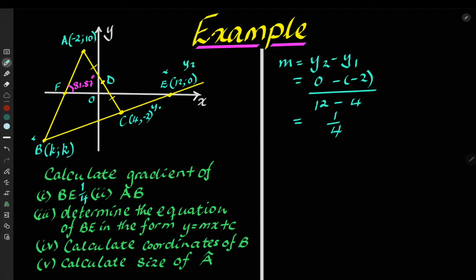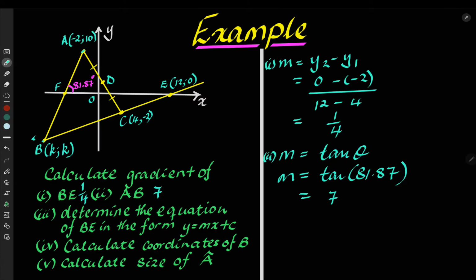Now, moving on to the second question, we are also asked to calculate the gradient of AB. If you look at the line AB, we do not have enough coordinates. We only have the coordinates of A, and we do not have the B coordinate. But we are given the angle of inclination, which is 81.87 degrees. And remember, if we have an angle of inclination, the gradient of a line can be calculated using m is equal to tan theta. So in this case, m is equal to tan 81.87, and that will give you 7. So the gradient of the line will be equal to 7.